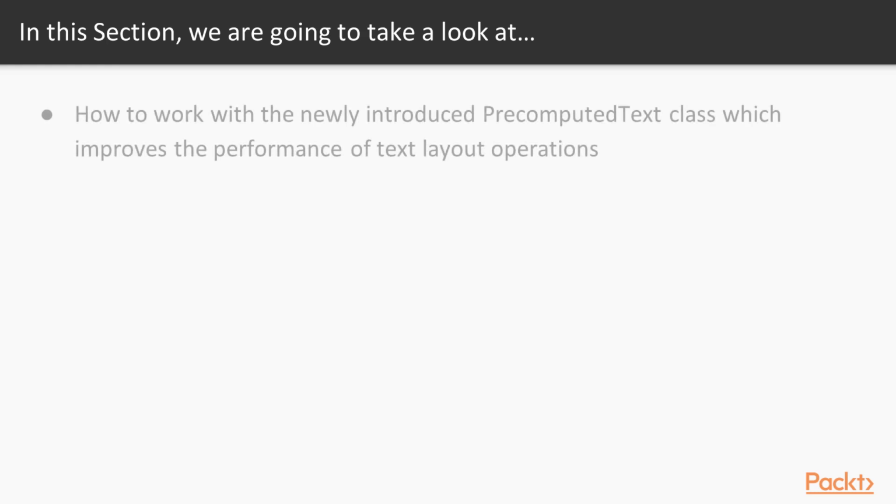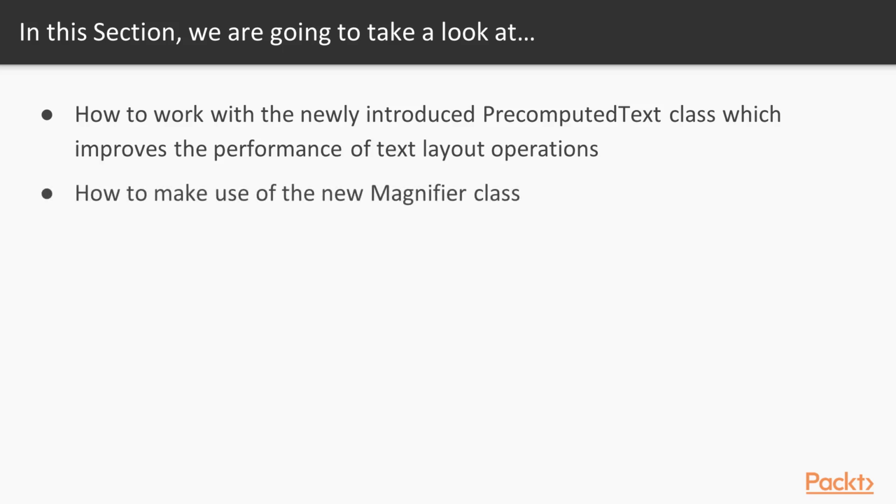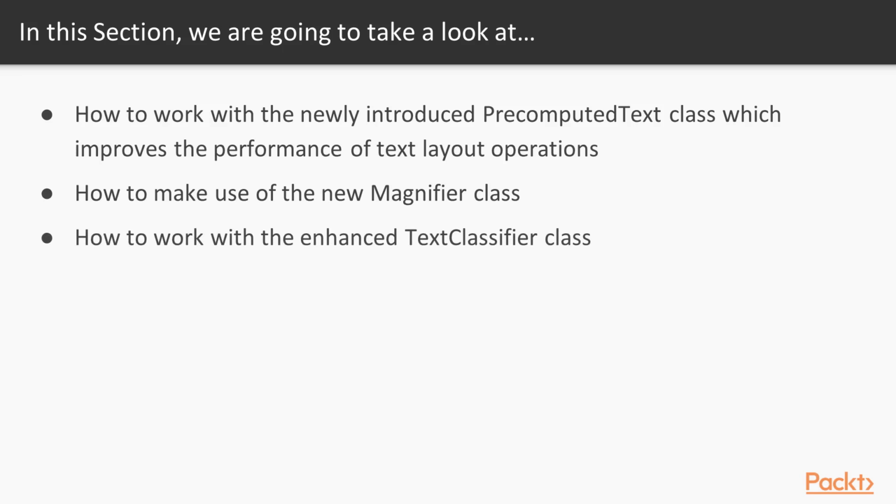Hi, and welcome to section 6, Text. In this section, we are going to learn how to work with the newly introduced Precomputed text class, which improves the performance of text layout operations, how to make use of the new magnifier class, which allows the user to very easily magnify certain parts of the screen, and how to work with the enhanced text classifier class, which allows to detect email addresses, phone numbers, links, and more automatically from a given text source.